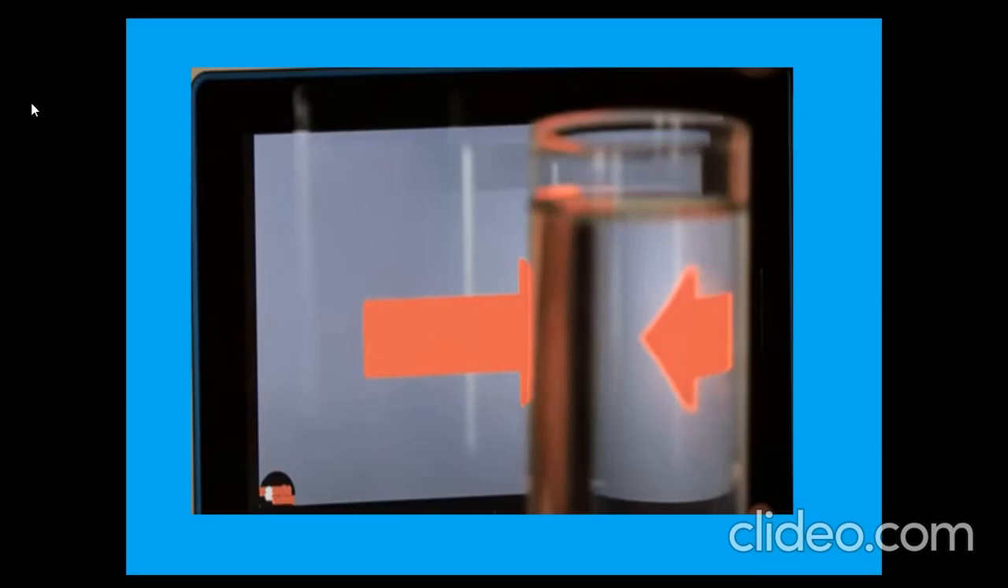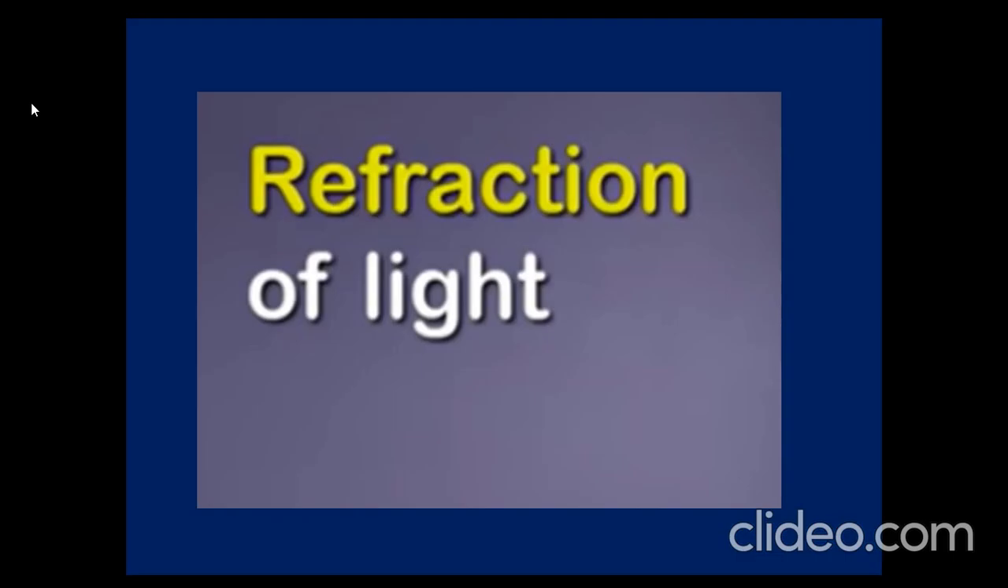Did you see the magic? The arrow is changing its direction. Now, why did this happen? This happens due to bending of light. This bending of light is known as refraction of light.